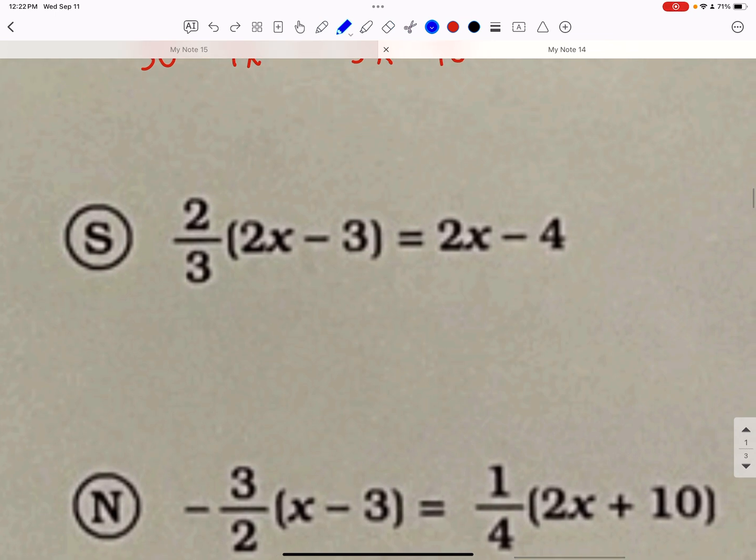All right, over here, I'm going to multiply by 3. Here's what I'm going to do. I'm going to multiply by 3 so that I just get rid of this.